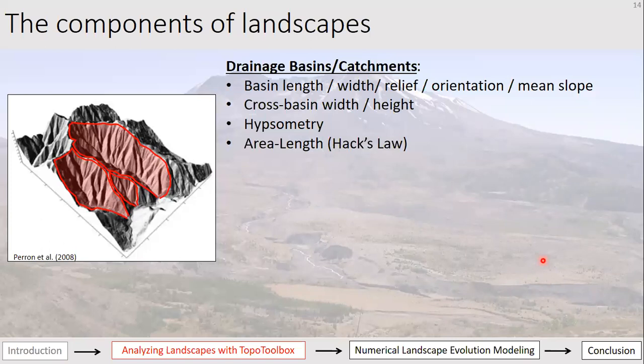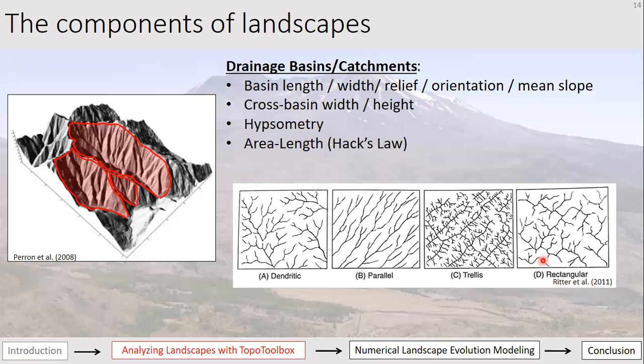And finally, one last metric to consider for drainage basins are area length relationships, or what's typically referred to as Hack's law. For this, drainage basins and their associated channel networks have a series of geometries associated with them. The most common geometry is what's called a dendritic channel network, the leaf-like channel network that I think most people are familiar with. However, there are various other ones that exist, including parallel drainages, trellis drainages, and rectangular drainages.